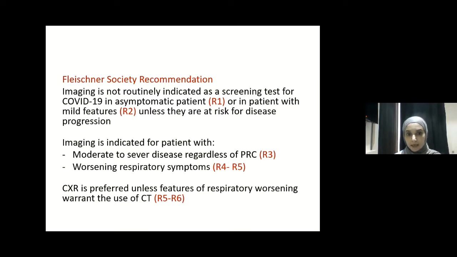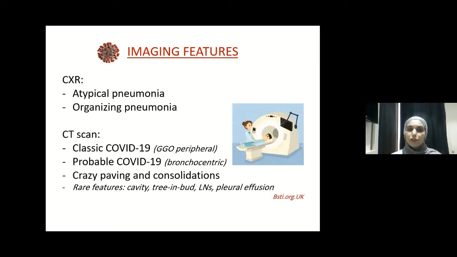Chest X-ray is preferable unless features of respiratory worsening warrant a CT. Imaging features: both chest X-ray and CT show more or less similar findings. In chest X-ray evaluation, we can see a finding of atypical pneumonia or organizing pneumonia, that is an airspace disease scattered in both lungs, bilateral, peripheral, and subpleural.